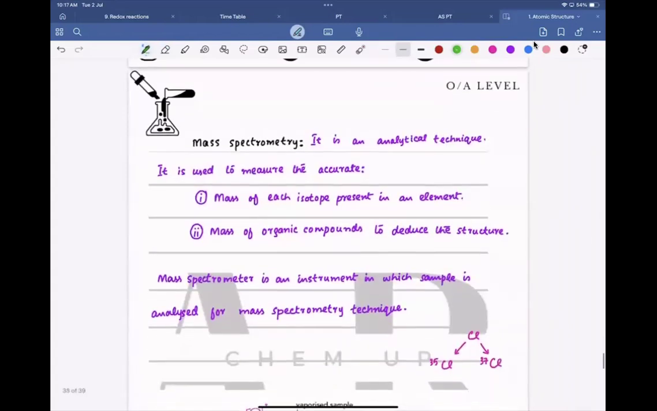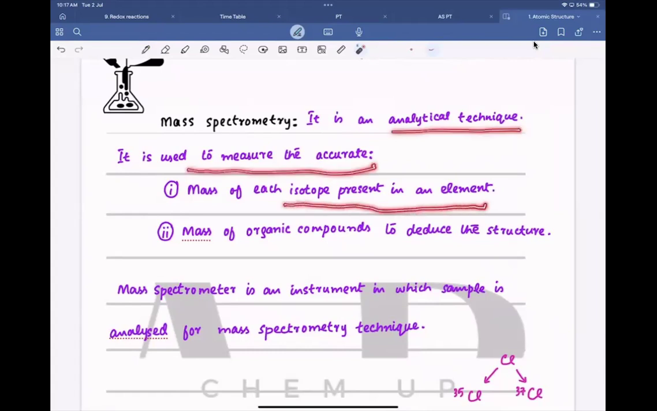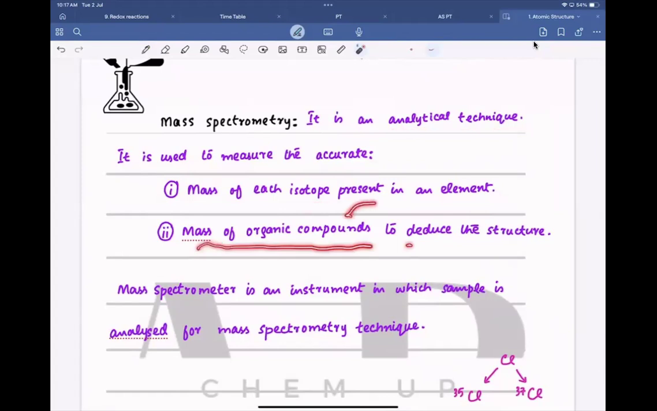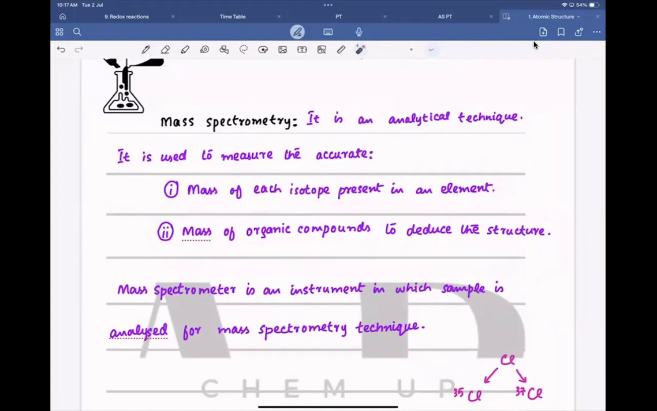Okay. Now after this, we have to start mass spectrometry. Basically it is an analytical technique used to measure the accurate mass of each isotope present in an element. That is one application of mass spectrometry. The second one is the mass of organic compounds, and further we are going to deduce the structure of the organic compound. That part we are going to do after we complete organic chemistry, and this part we are going to discuss right now because we have done the atomic structure and the atoms.